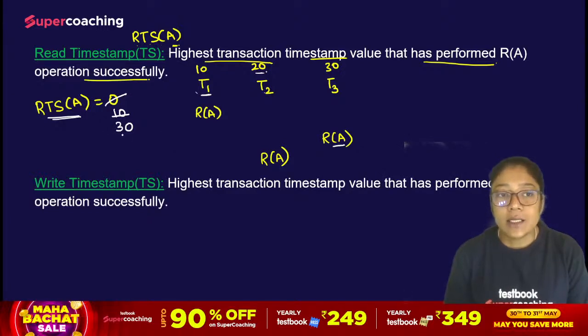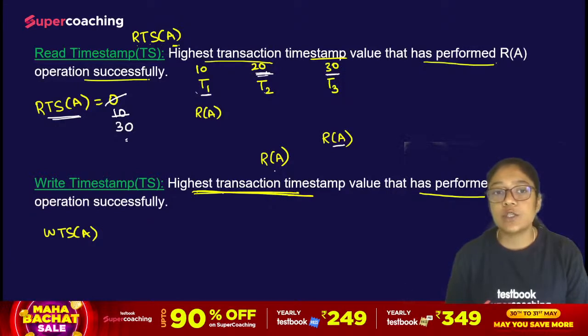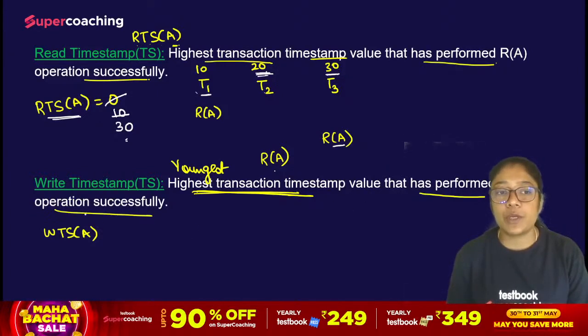So here the read timestamp is 30, meaning T3 with the timestamp value 30 is the youngest transaction which has performed the read operation successfully. After T3, although T2 is performing a read, its timestamp value is smaller than 30, so we are not updating it here. Okay, the same goes with the write timestamp. Write timestamp is the highest transaction value that has performed. Highest transaction value means the maximum, we are taking the youngest transaction. It is the highest transaction timestamp value that has performed a write operation successfully.